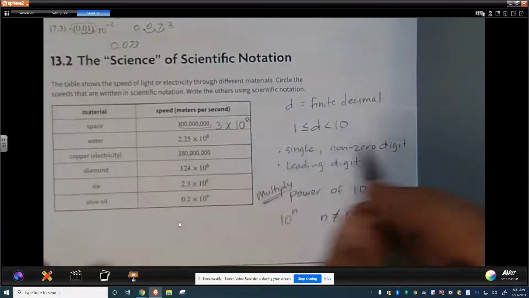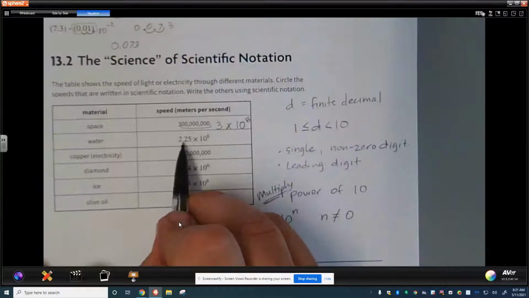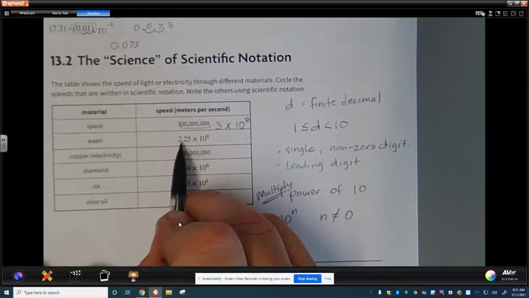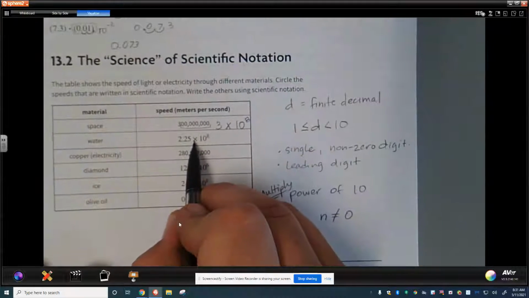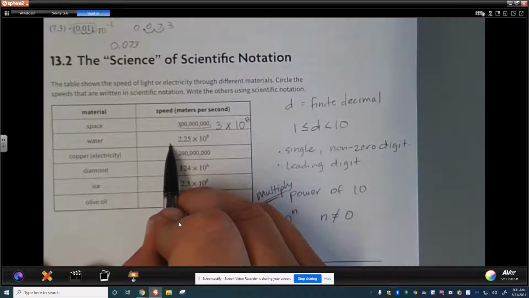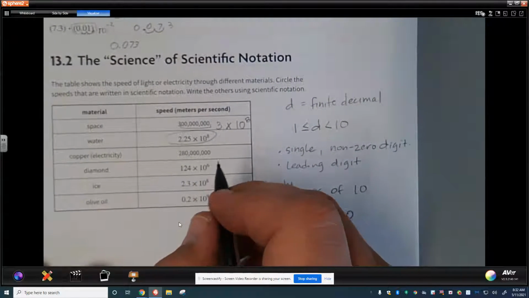When we look at water, we go ahead and look at the value that's given and we compare it to the rules that are given. This is my finite decimal. And I know that that finite decimal, 2 and 25 hundredths, is definitely at least 1 and less than 10. I see multiplication and I see a power of 10. That is scientific notation.